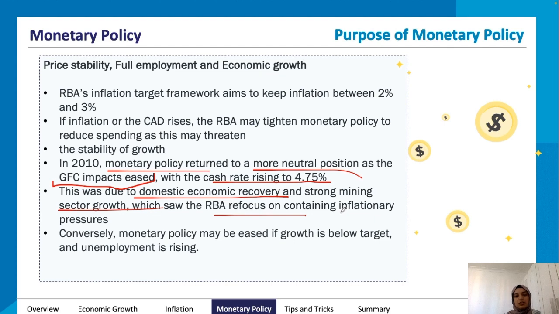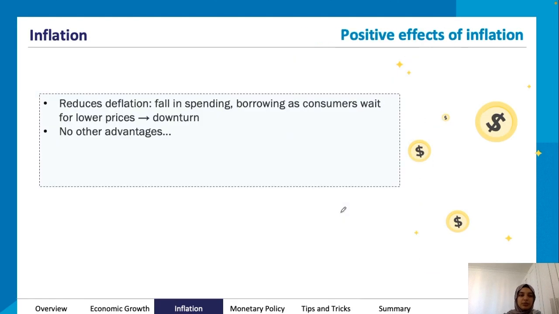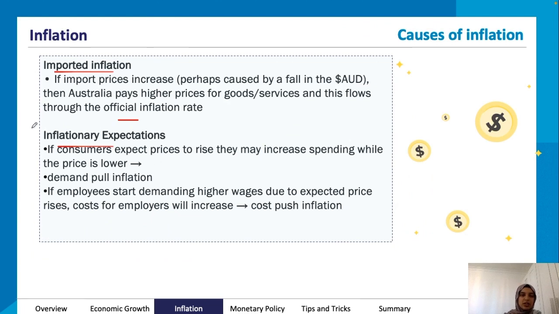So they really wanted to try and focus on containing all of this inflationary expectation, which, if we go back to inflationary expectations, you can see here what it involves. So this idea that consumers expect prices to rise, so they increase spending. Things like that. They want to try and control that because we just had the GFC. That's probably how consumers are feeling.